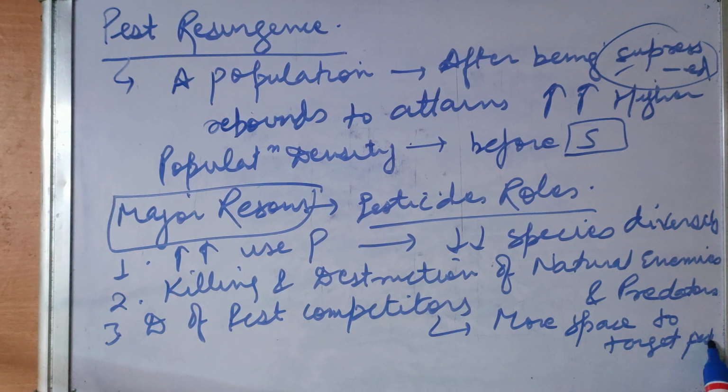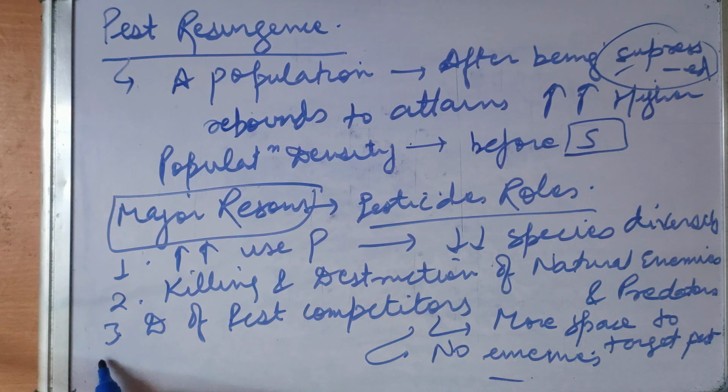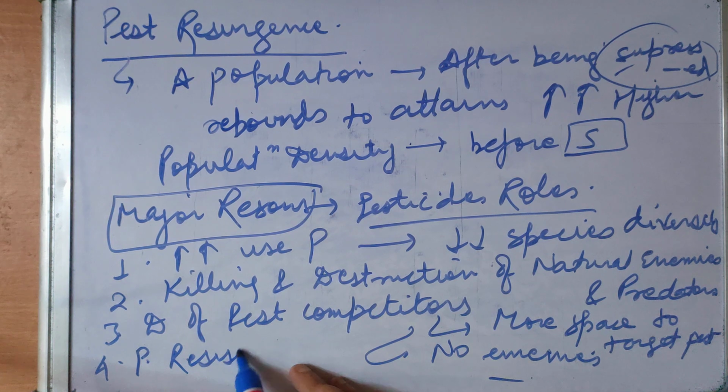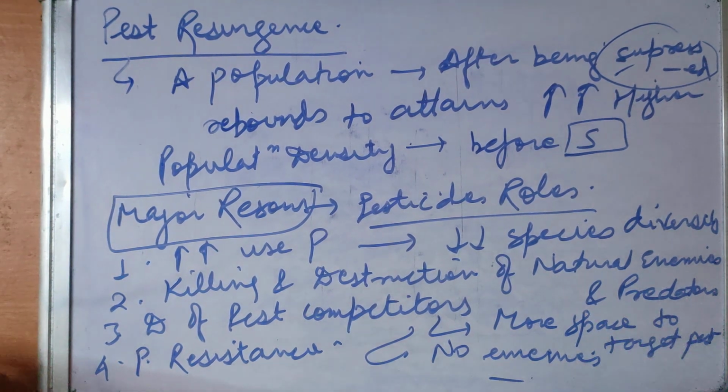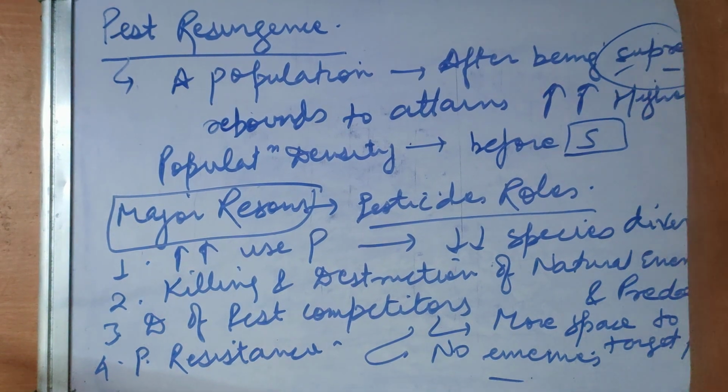We often destroy competitors because we need to kill the target pest, and no natural enemies are present. So these things are also a reason for pest resurgence. Pesticide resistance occurs due to high use or improper use of pesticides. So these are the major reasons.